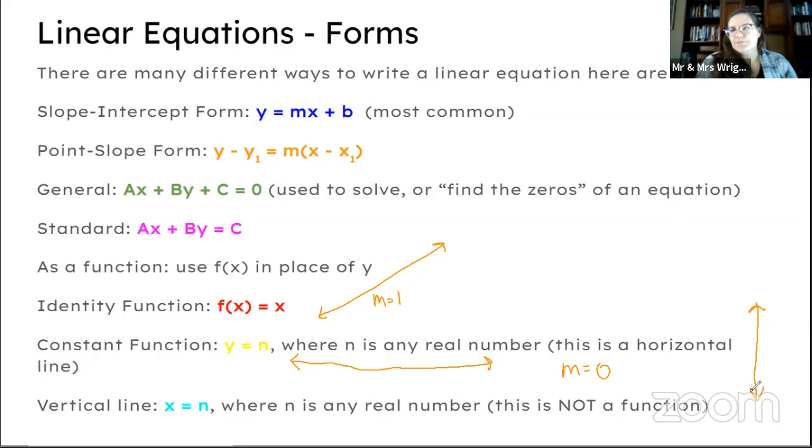So with this one, this vertical line, we talked about some of these, we can already identify the slopes. In this one, the slope is 1. In this one, the slope is 0. In this one, the slope is undefined. Okay, so those are 3 special ones that you should automatically know when you see them written out.